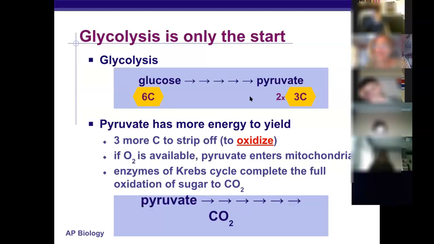So every bond has energy, which means pyruvate hasn't released all of the energy that it has. And that's where the next steps come into play, getting the rest of the energy out of that original glucose molecule. So we have to continue to strip off carbon, breaking bonds. Remember, as we lose electrons, we're oxidizing molecules. So we need to continue to oxidize the pyruvate.